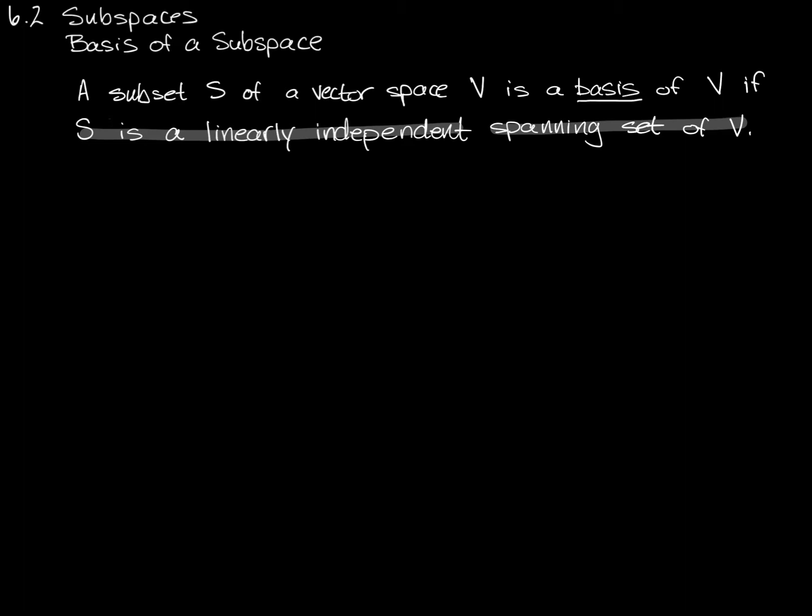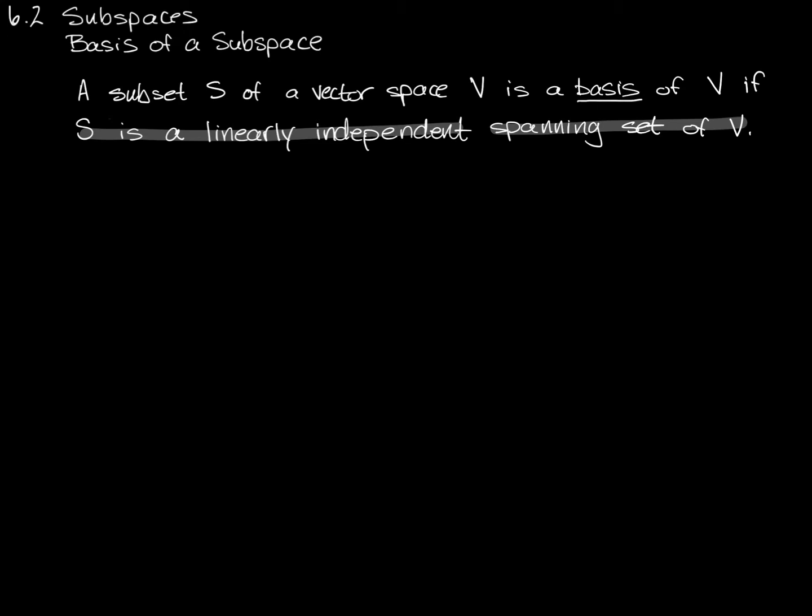Remember that if you have an n-dimensional vector space, like Rn, for example, and you have k vectors in a subset, if k is less than n, if you have fewer vectors in your subset than there are dimensions, that's not enough vectors to span the set. So this is going to be true of a subspace as well. This is why we need to have a spanning set of V before we can call it a basis.